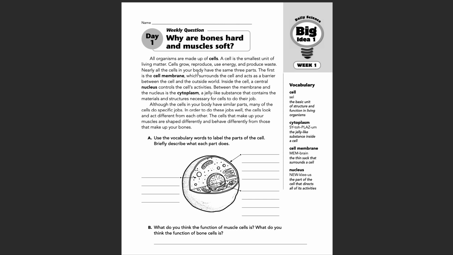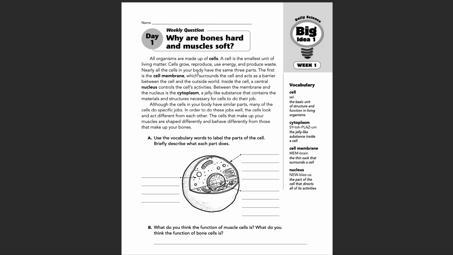Usually when we go through Bellwork, you will see that Bellwork has a theme for the week. This week's theme is why are bones hard and muscles soft. Today we're just going to read through a couple paragraphs here, and it's just going to give us kind of an introduction as to what to expect for the week.